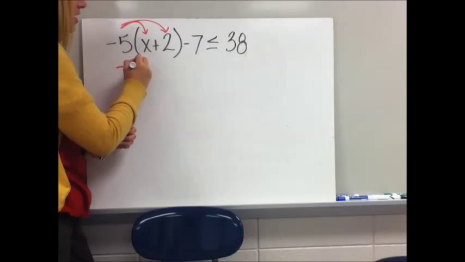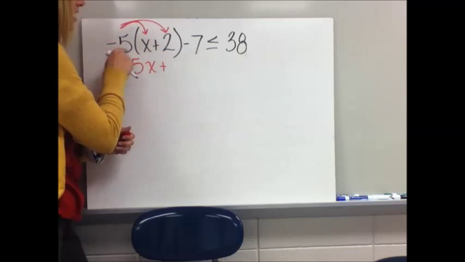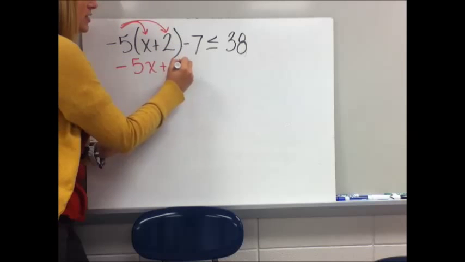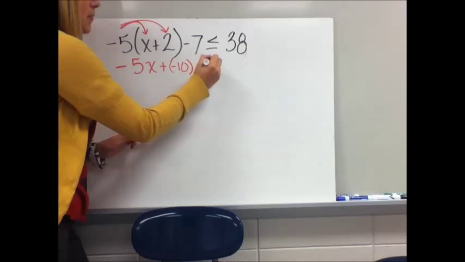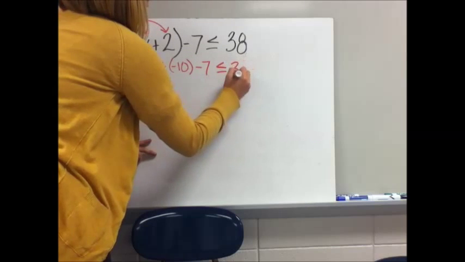So that becomes -5x plus -5 times 2, which is -10. Copy down the rest of the inequality, minus 7 less than or equal to 38.